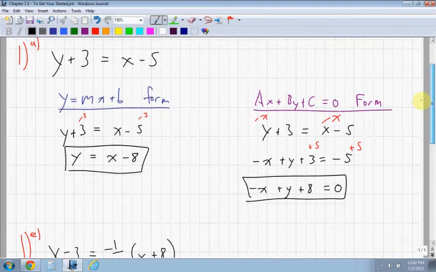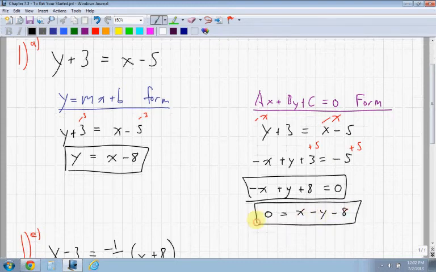If we would have moved everything else to the other side, we would have just ended up with 0 on that side equals, and all the signs would be switched. So we'd have x minus y minus 8. This is acceptable too. Either one of those two forms is fine. It just depends if you move it to the left or to the right.